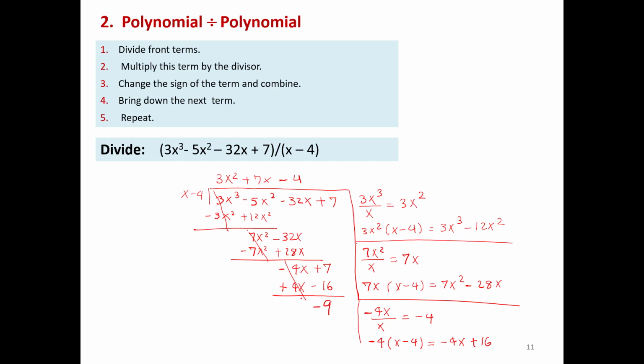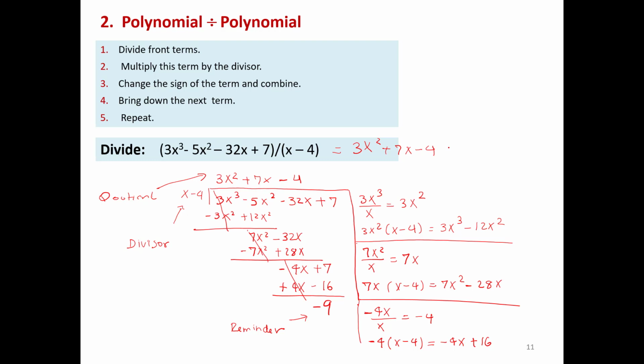Now we need to write the answer. Just remember what we had to write here. First is the quotient, which is this one. Let me write this one again. The quotient, the remainder, and we know this one is the divisor. First the quotient will be 3x to the second plus 7x minus 4.